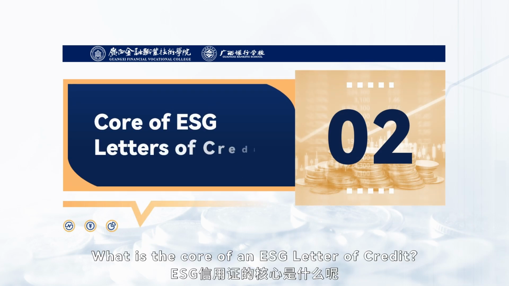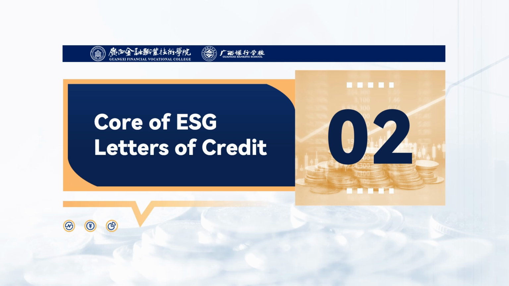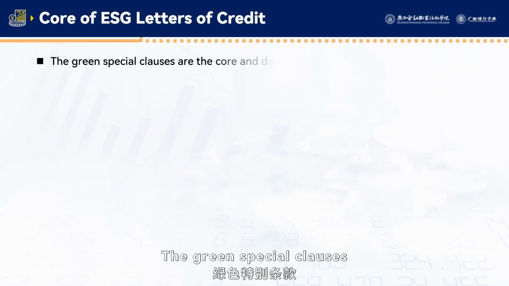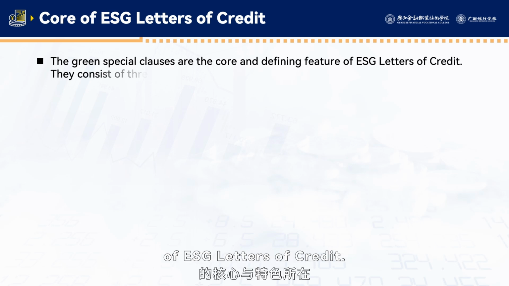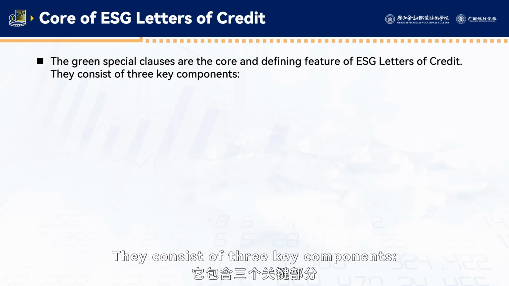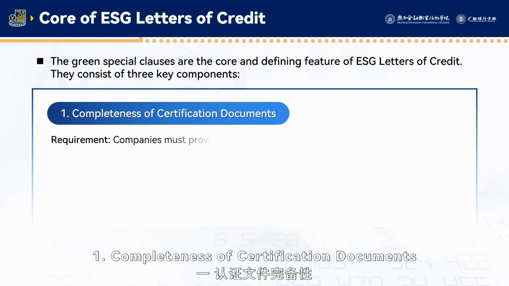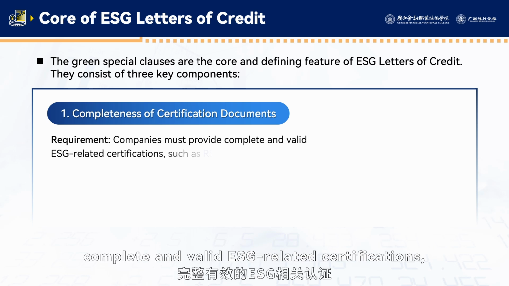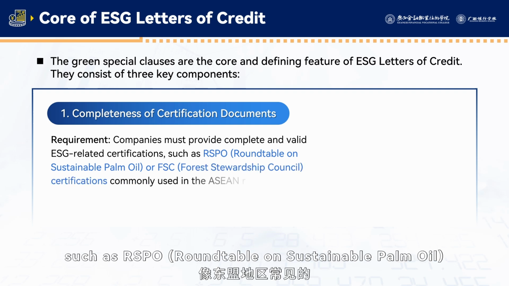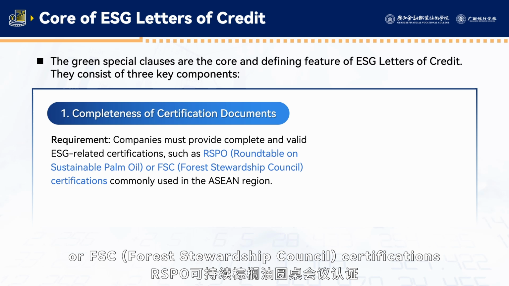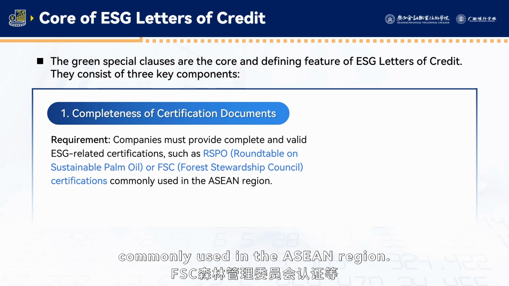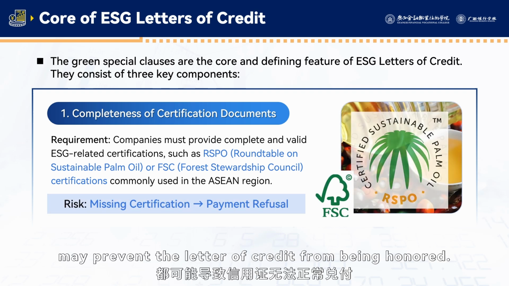What is the core of an ESG letter of credit? Let's keep going. The green special clauses are the core and defining feature of ESG letters of credit. They consist of 3 key components. 1. Completeness of certification documents. Companies must provide complete and valid ESG-related certifications, such as RSPO, Roundtable on Sustainable Palm Oil, or FSC, Forest Stewardship Council certifications, commonly used in the ASEAN region. Missing any required certification may prevent the letter of credit from being honored.